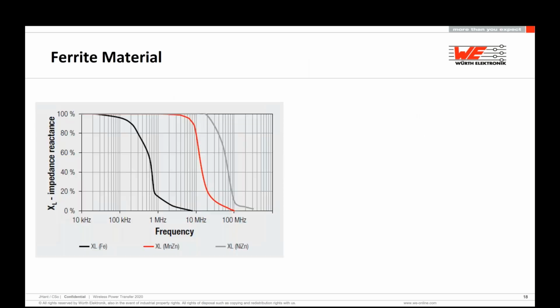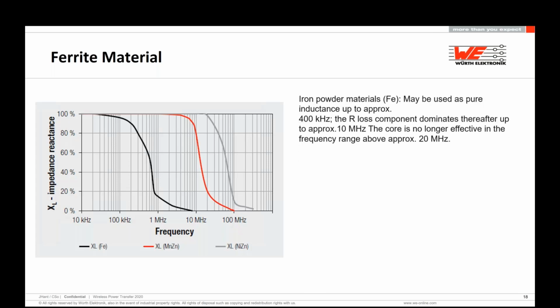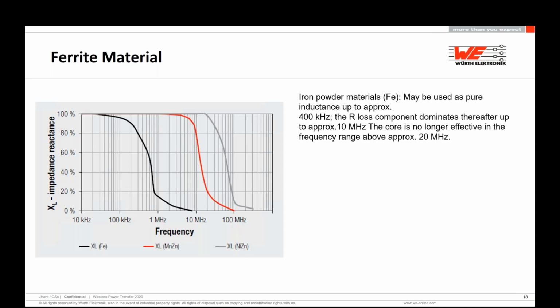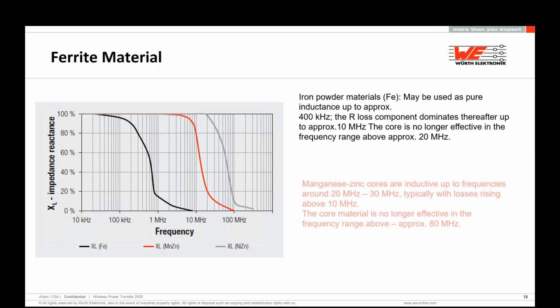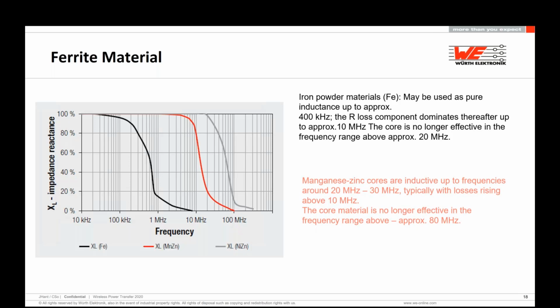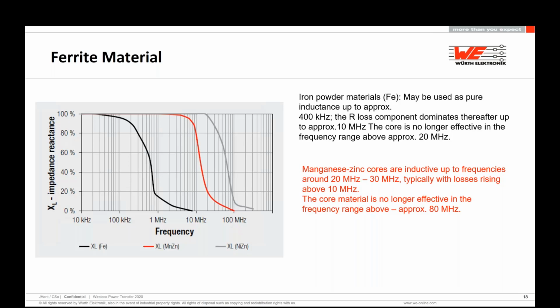What kind of ferrite materials do we have in the market in general? These are not all of them, but these are 3 examples. For example, we have an iron powder material, which is the black curve. This iron powder material is used mostly for applications up to 400 kilohertz, but also the resistance losses are dominating. The second material is the red curve. It's a manganese zinc material. These are used mostly for inductors and transformers, which work at frequencies of 20 to 30 megahertz, and most of the losses are around 10 megahertz. As you can see, after 10 megahertz the curve drops down immediately.